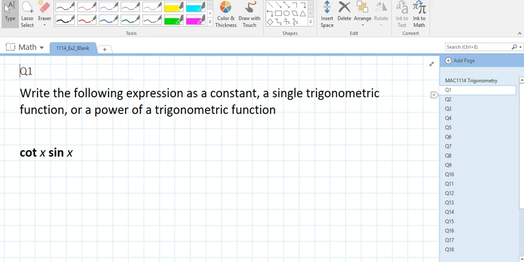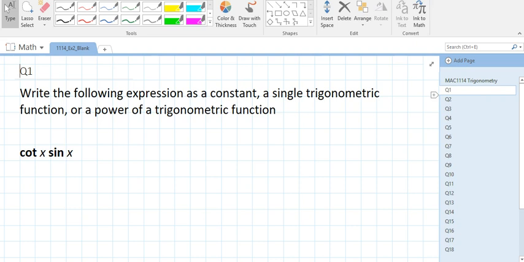So up here, we want to write this as either a constant, which means a number, a single trig function, or a power of a trig function. In other words, we want this as one trig function, or it needs to come out to a number. So what can I do with cotangent and sine to start changing it around? Change cotangent to cosine over sine. Absolutely. One of our techniques is change everybody to sines and cosines.